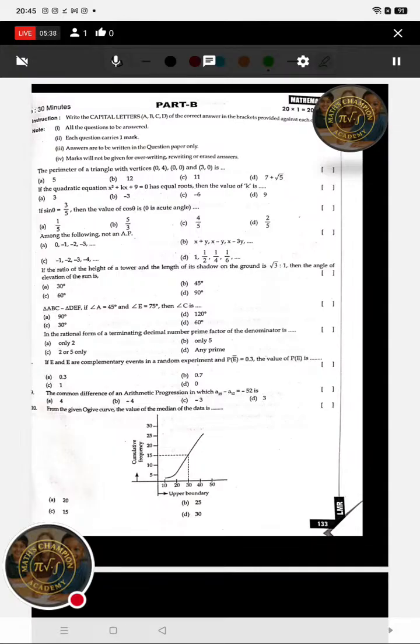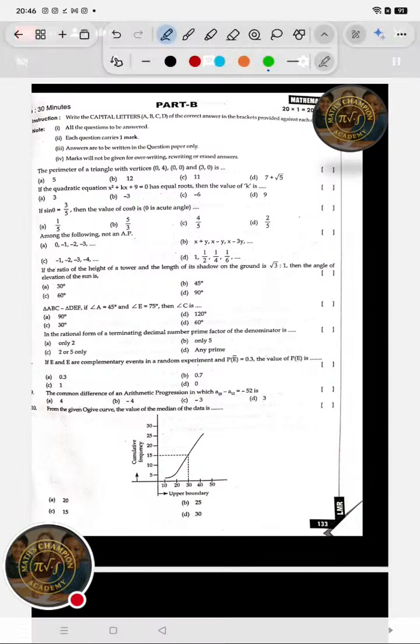Today we are going to discuss one model paper, a Maths model paper.